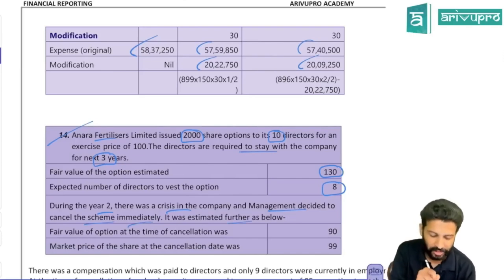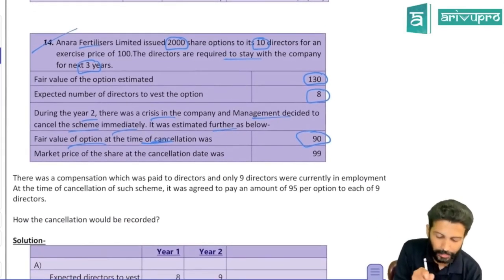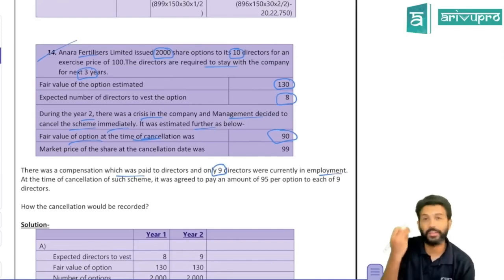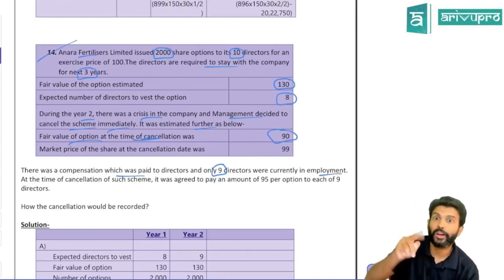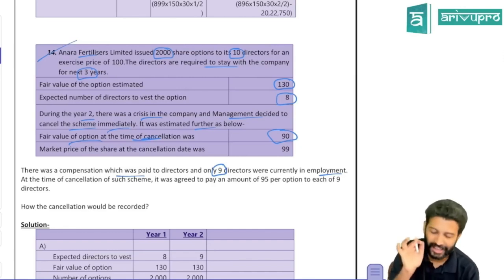It was estimated further as below. The fair value of the option on the cancellation date was 190 rupees. Market price is irrelevant. Leave that. There was a compensation which was paid to directors, and only 9 directors are currently in employment. One of them already quit. So 9 are there now. We thought 8 would avail, but unfortunately it turned out that 9 are still in employment on the cancellation date.